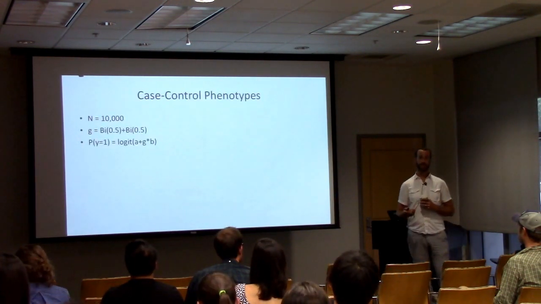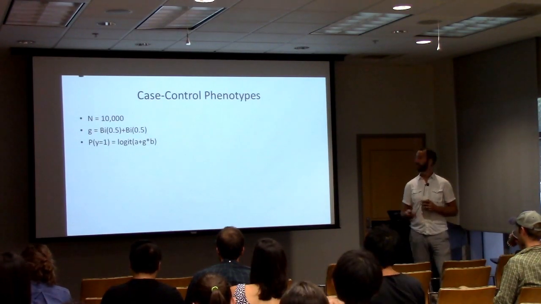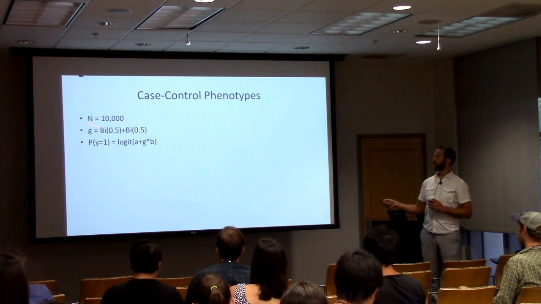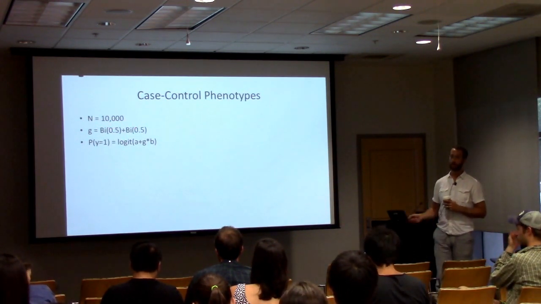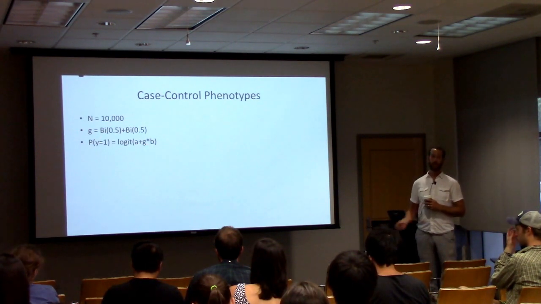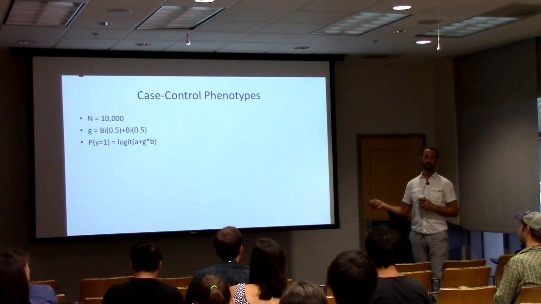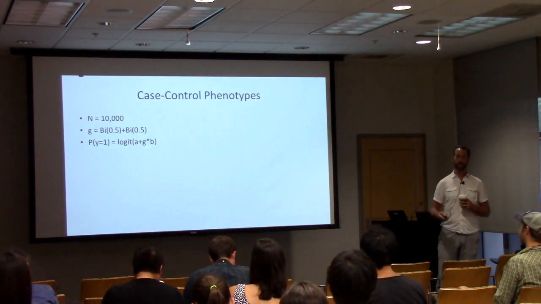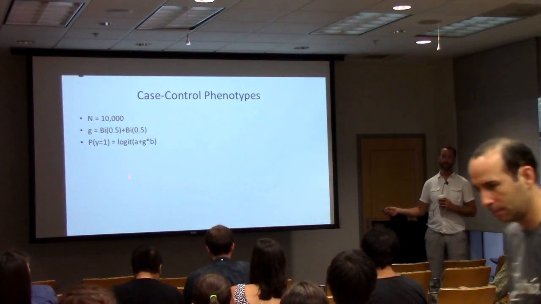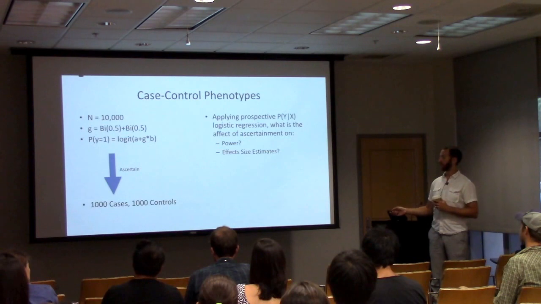In case control phenotypes, or dichotomous phenotypes, ascertainment's a lot more common. We'll think of the same kind of model. We'll have 10,000 people, and a genotype which is the sum of 2 binomial random variables. But now we're going to imagine that our phenotype is pushed through this logistic function. So now we're saying the probability of an individual being a case is some kind of logit over some affine term, and then as a function of the genotype as well.